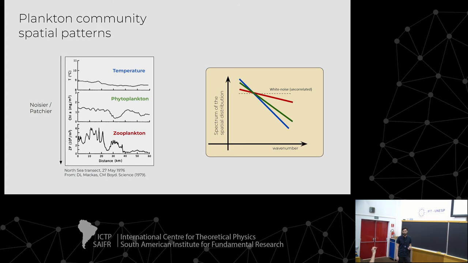So if temperature was constant, what would the graph be? It would be fully correlated. Yeah. It would be straight. It would be vertical. It would be like a delta function. So if temperature were constant with distance, it would just be a vertical line. Right?